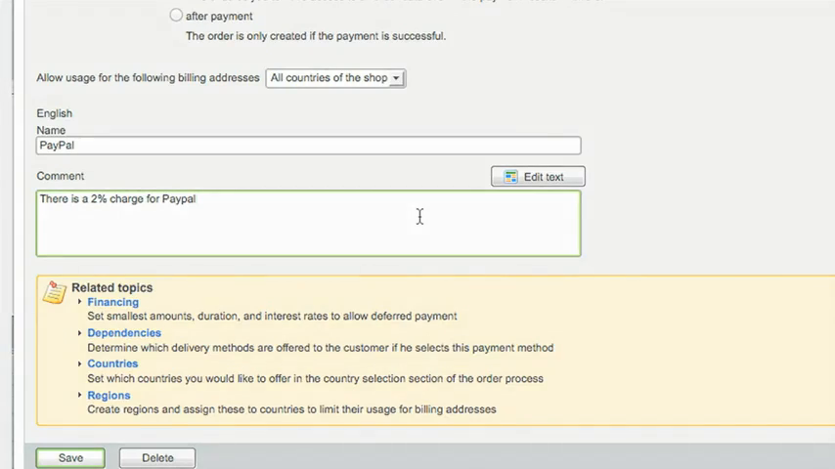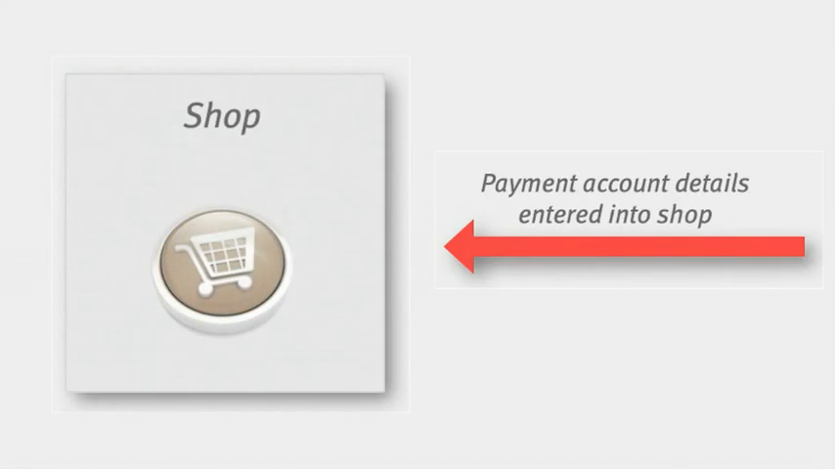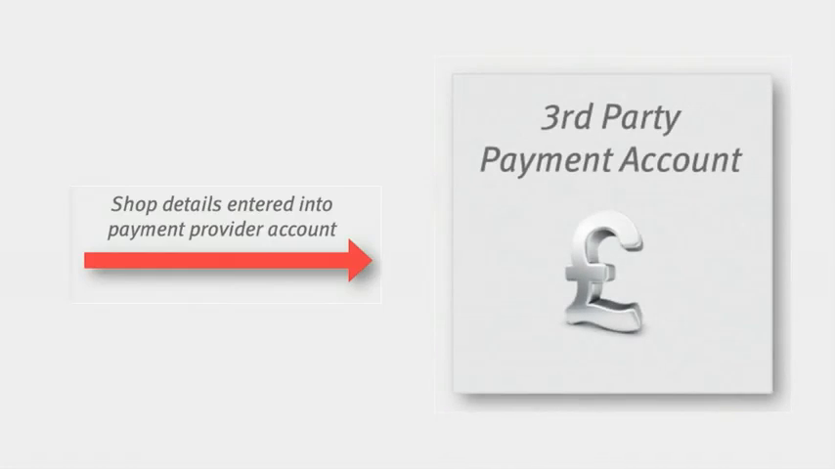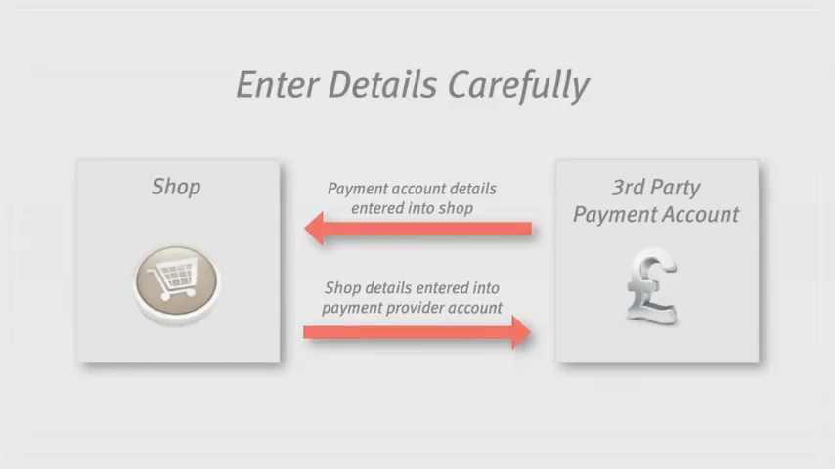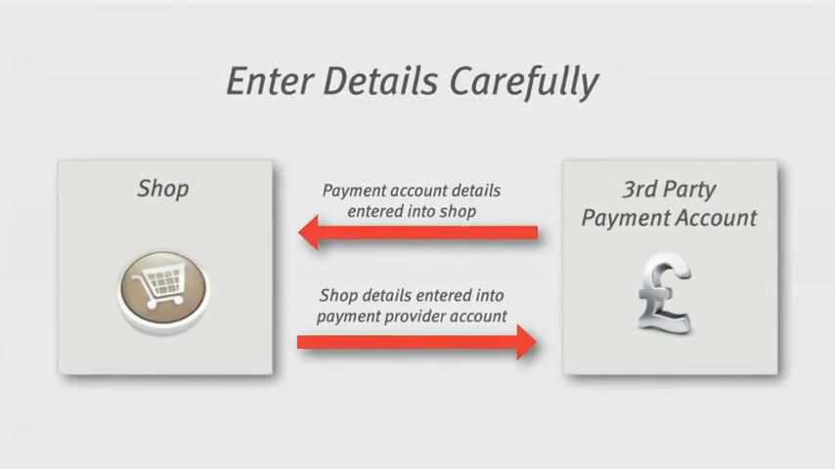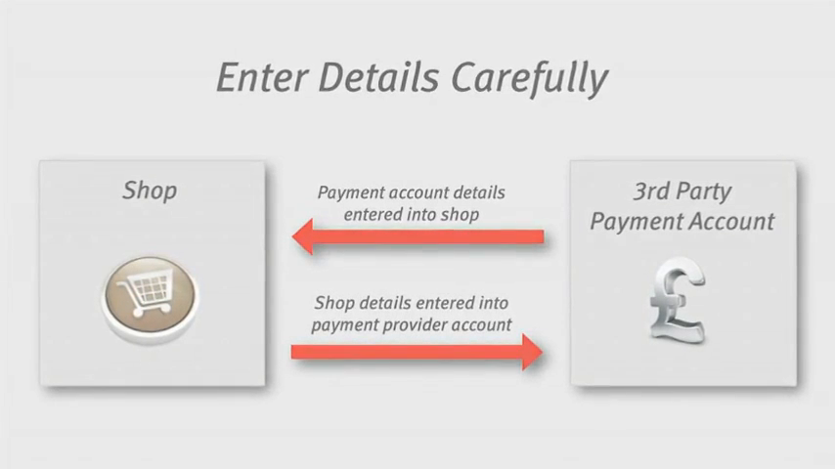A quick note about setting up third-party payment methods. For every method created, we either enter some information from our payment user account into our shop, or we take some information from our shop and enter it into our payment user account. In all cases, data must be manually copied and pasted between the two systems to allow them to talk to each other. It's very important, therefore, that all the required information is entered. Be sure to double-check all this data is entered correctly, or the payment method will not work.